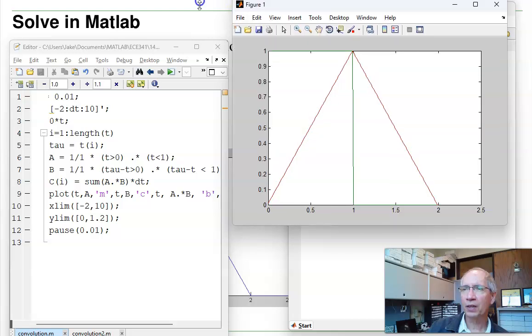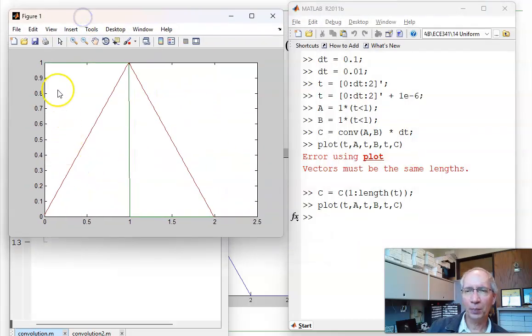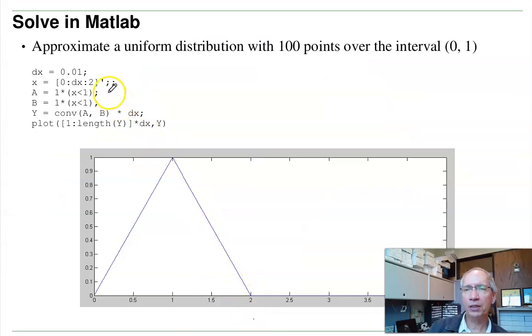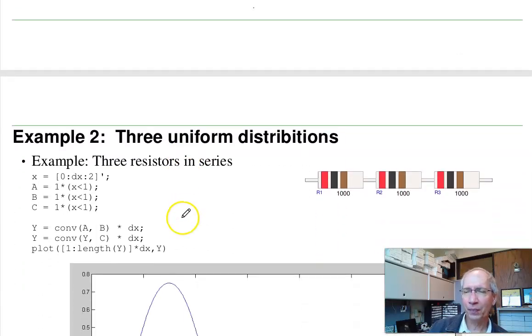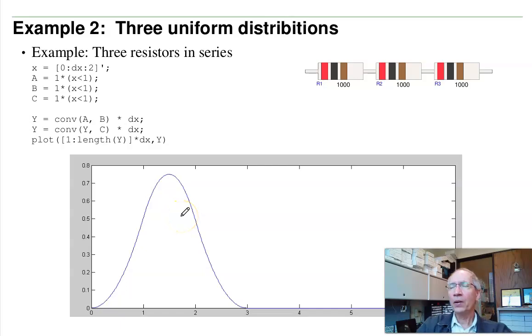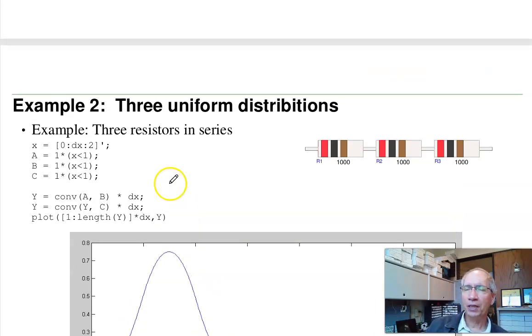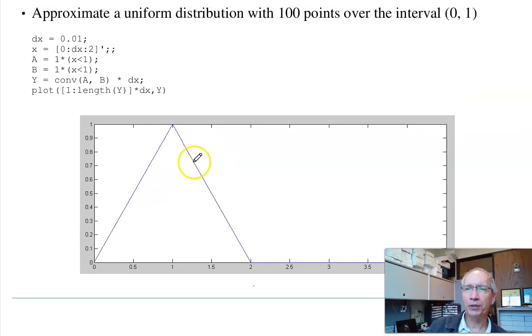Here's what I get. A and B are unit steps. The convolution is your triangle. So I can use convolution just as well. Convolution actually is pretty easy with MATLAB, kind of painful by hand, really easy with MATLAB. Okay, so that's the convolution of two uniform distributions.